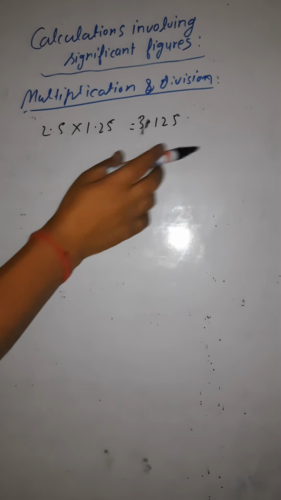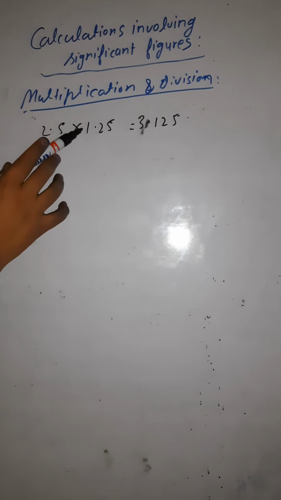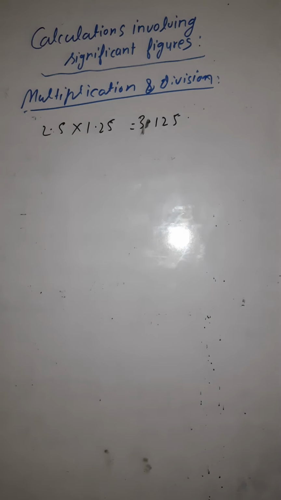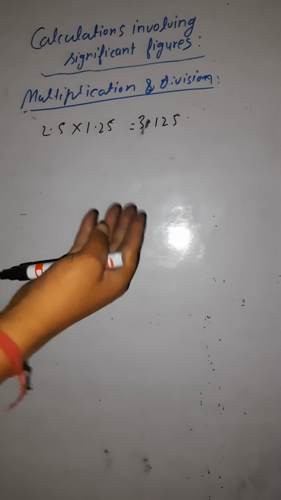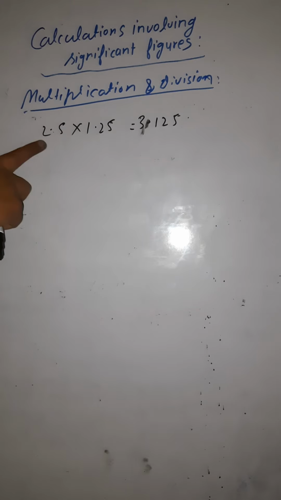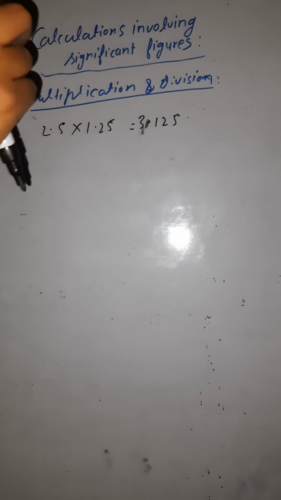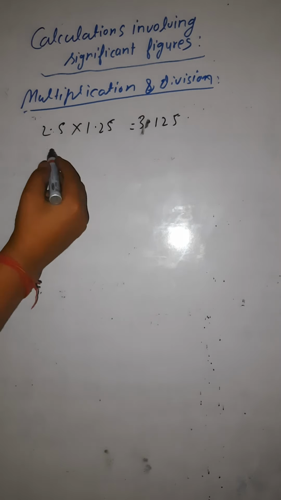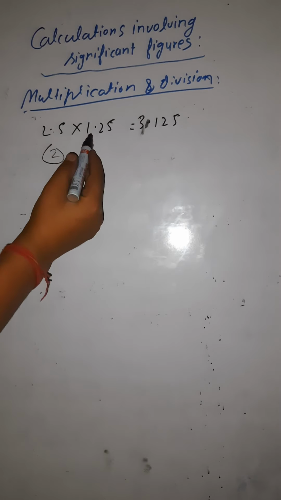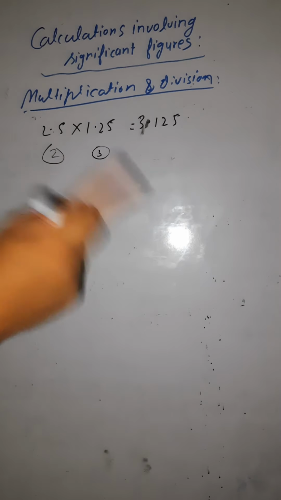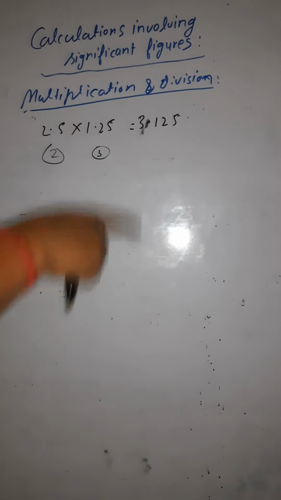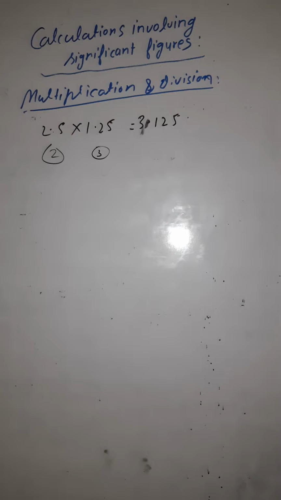You would report the result in such a way that it has the same number of significant figures as the term which has the least number of significant figures. Which term has the least number of significant figures? Here you have two significant figures, 1, 2. Here, 1, 2, 3, three significant figures. So you would report the result according to the term with the least number of significant figures. Remember this, in case of multiplication as well as division.